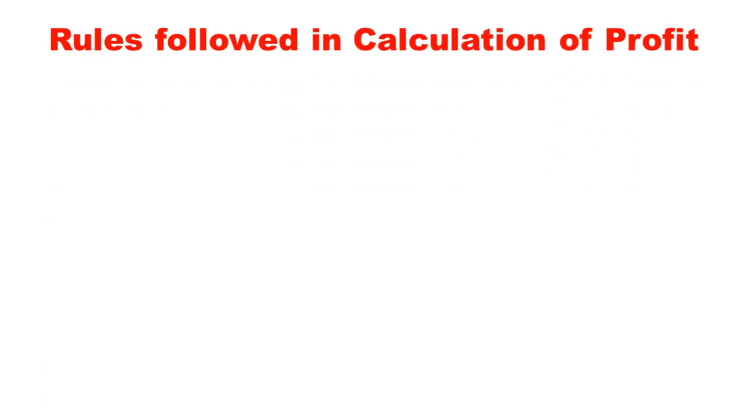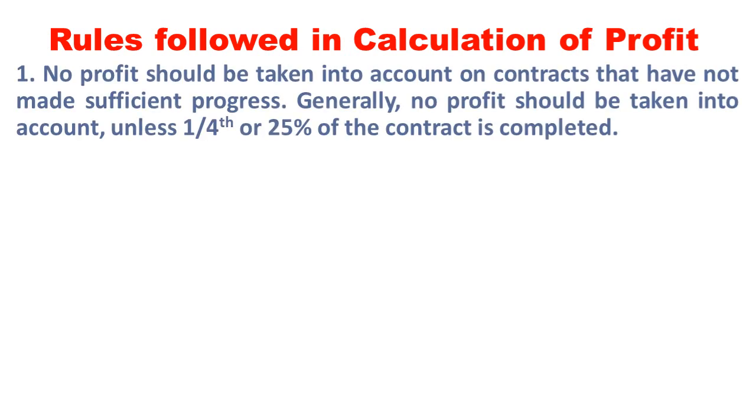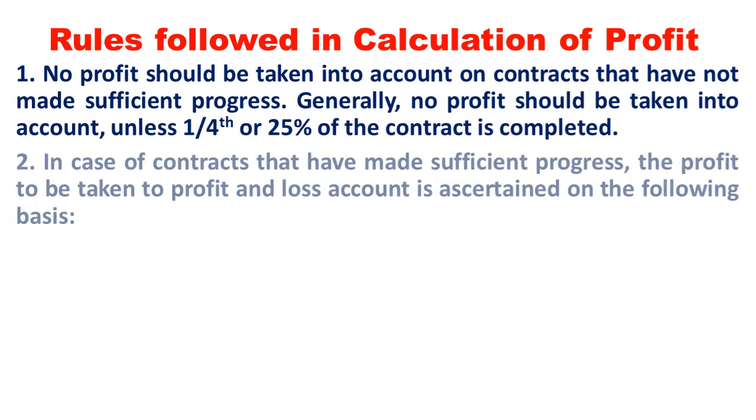Rules for calculating profit. Rules followed in calculation of profits. No profit should be taken into account on the contracts that have not made sufficient progress. In the sense, no profit should be taken into account unless 1/4 of the contract, or 25% of the contract, is completed. If the contract is completed less than 25%, no profit will be taken to profit and loss account.